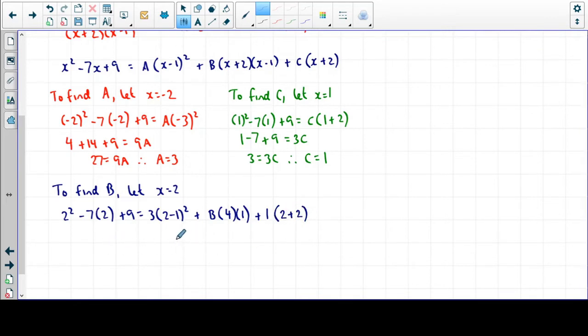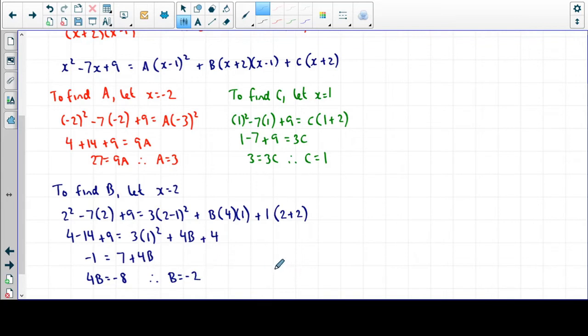So I've got this fairly lengthy equation here, but ultimately that's going to let me find b. Let's simplify it. So that's going to give me 4 minus 14 plus 9 is equal to 3 times 1 squared plus 4b plus 4. 4 take away 14 is negative 10, plus 9 is negative 1. So I get negative 1 is equal to 7 plus 4b. So therefore 4b must be equal to negative 8, and therefore b is equal to negative 2.